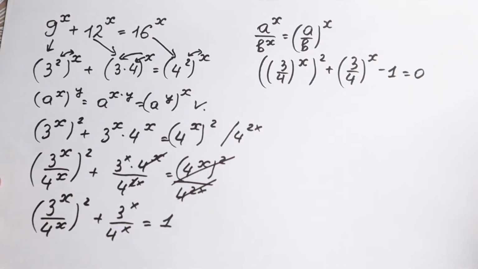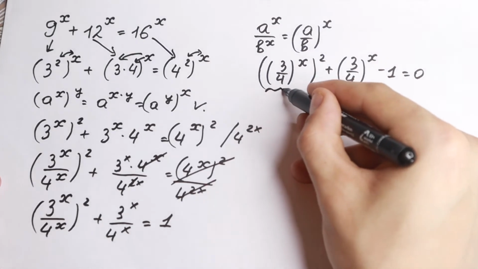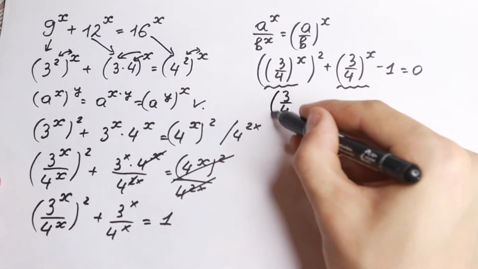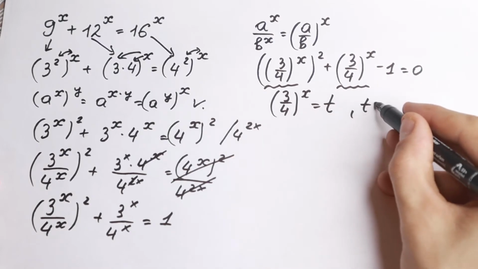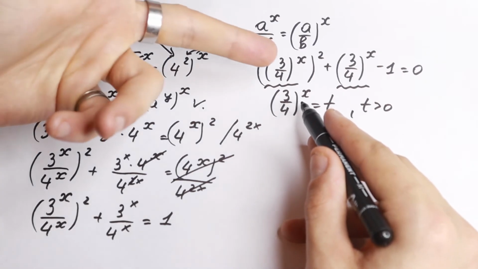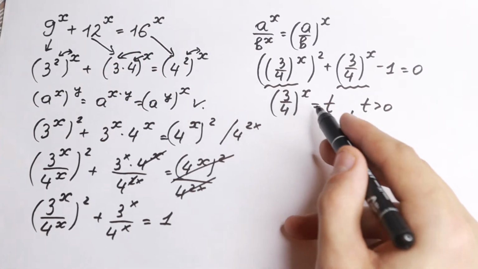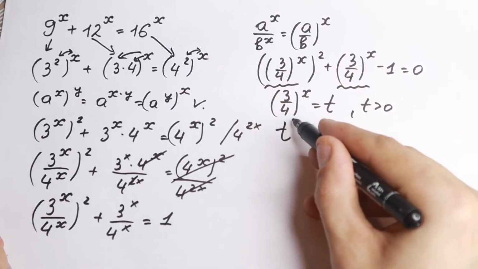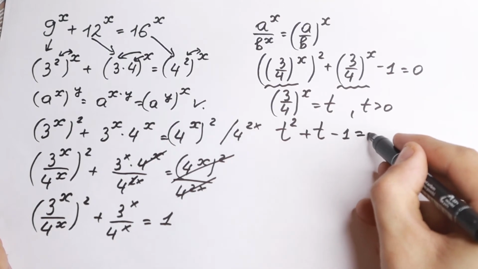And right now, finally, we can see one really interesting moment. 3/4 to the x and 3/4 to the x. It's really good to write a substitution. So 3/4 to the power x equal to, for example, t. And moreover, t needs to be positive, because we have an exponential function, it's always positive. So t needs to be positive always. What we will have? t squared plus t minus 1 equal to 0.